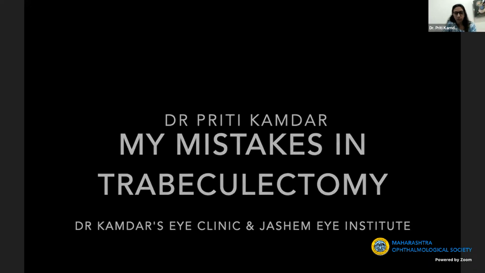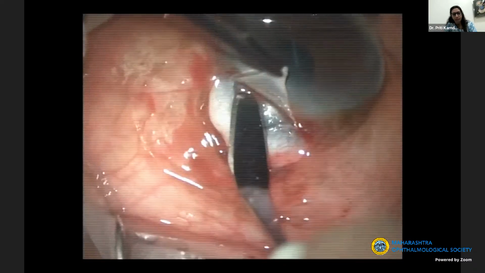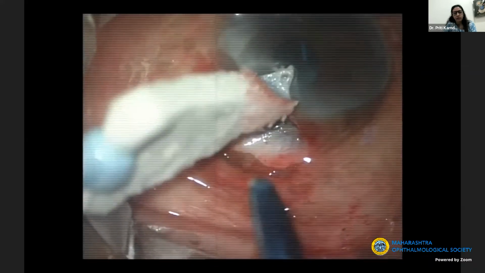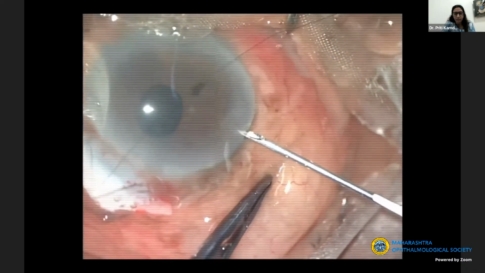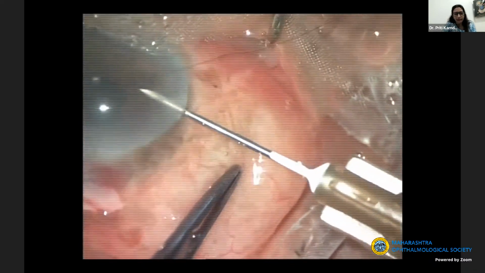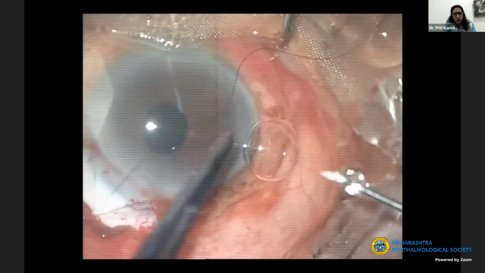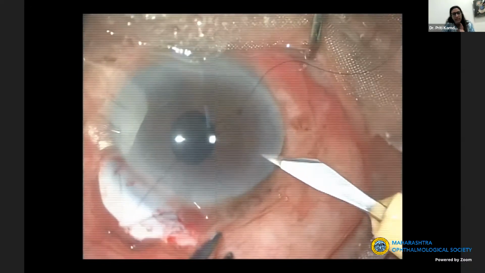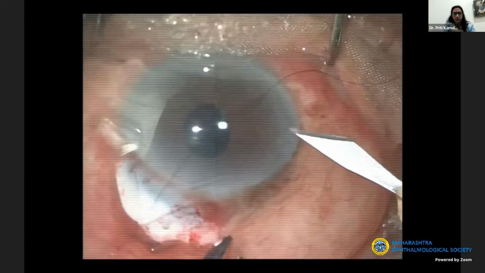Most of the times I have had no problems before this step. All my problems used to start after I made a flap. What I used to do is I would directly proceed to sclerotomy after a flap, and that led to a sudden decompression. So now I have incorporated this in my practice, where with a 26 number needle, no matter what the IOP, I cause a very slow, gradual decompression. And that prevents so many complications of a sudden decompression. After I wait for about 5 minutes, then I go in with a side port. Now this side port, it's a little longer. It could have been better done, but no issues.